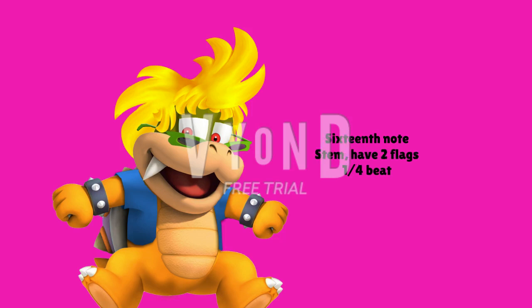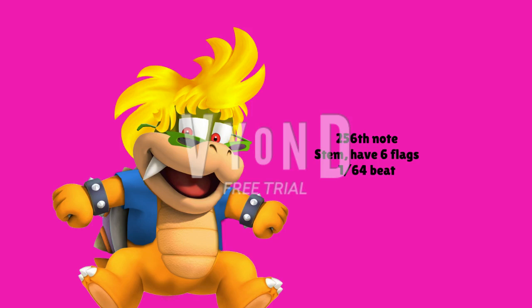The 16th note has a stem and 2 flags. It is equal to a quarter of a beat. The 32nd note has a stem and 3 flags. It is equal to an 8th of a beat. The 64th note has a stem and 4 flags. It is equal to a 16th of a beat. The 128th note has a stem and 5 flags. It is equal to a 32nd of a beat.